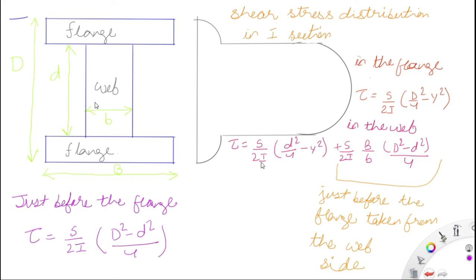This is for an I section. Don't confuse it with the area moment of inertia that I have computed for an I section. For that, the B and D values were different. For this, the B and D values are different. So don't confuse it with the diagram I computed the area moment of inertia for. This is a different diagram with different measurements. So in this formula, these are the values of capital B, small b, capital D and small d.